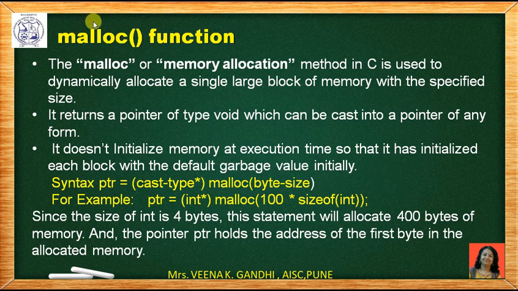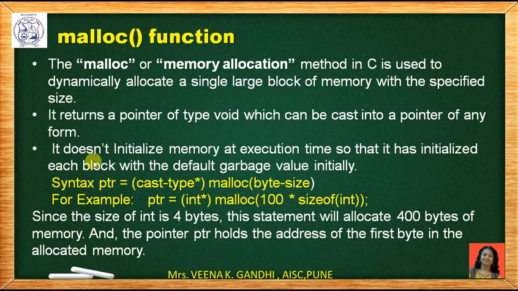The first function, malloc function. It is also known as malloc or memory allocation method. In C, it is used to dynamically allocate a single large block of memory with a specified size. This function returns a pointer of type void, which can be cast into another type.